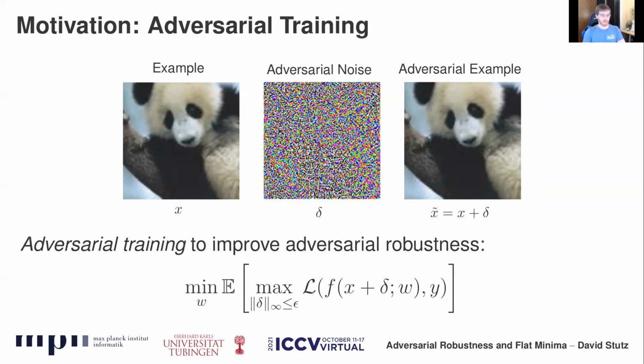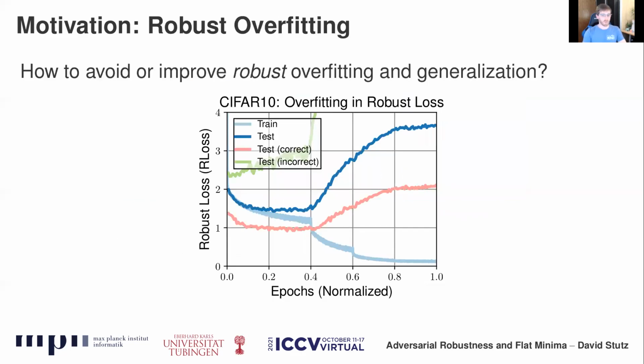As defense against such adversarial examples, adversarial training has received considerable attention. Essentially, adversarial examples are generated on the fly during training, and this can be written as a min-max optimization problem as shown here, where W are the model's weights to be learned, and this essentially means that adversarial training directly minimizes robust loss. Adversarial training, however, exhibits severe robust overfitting.